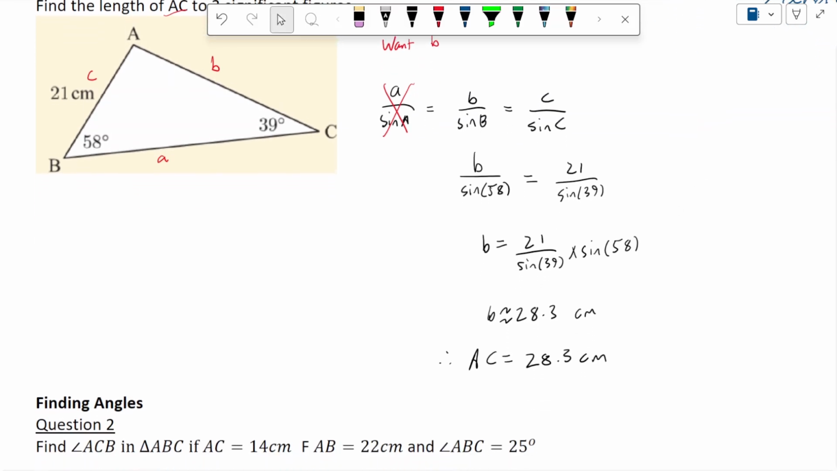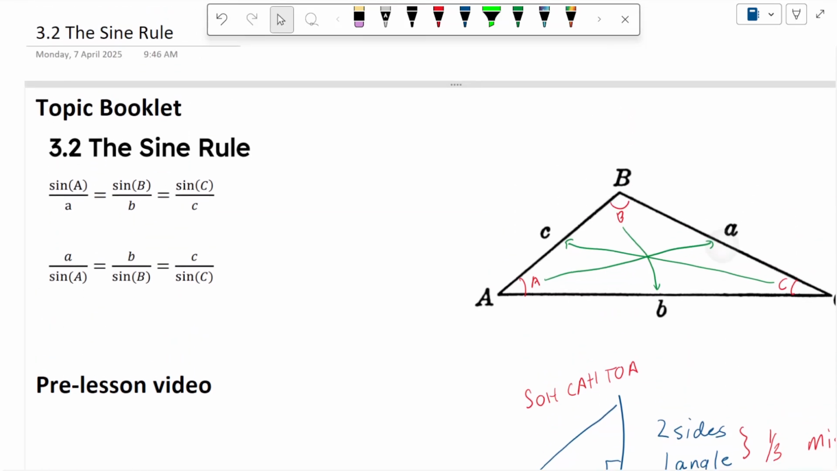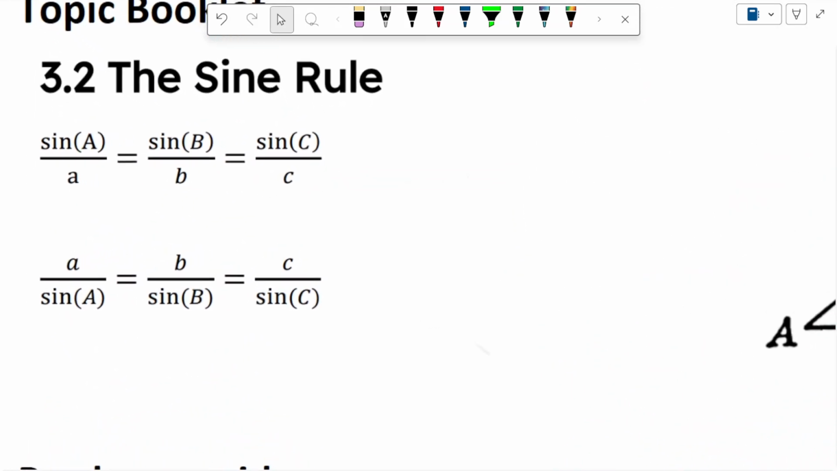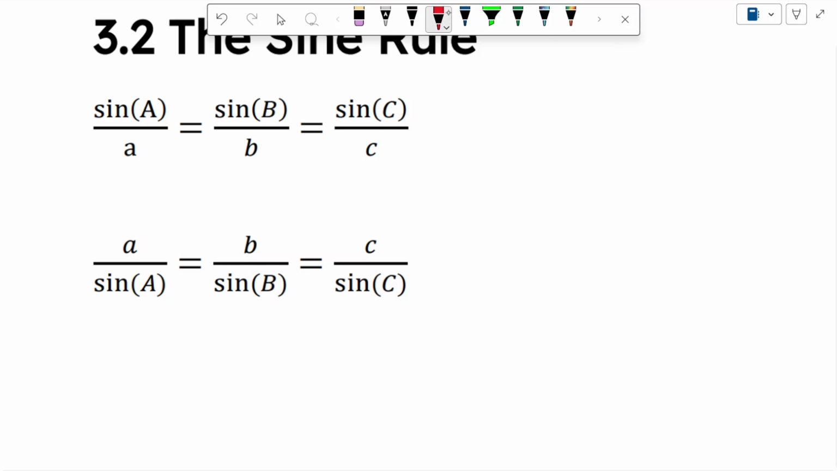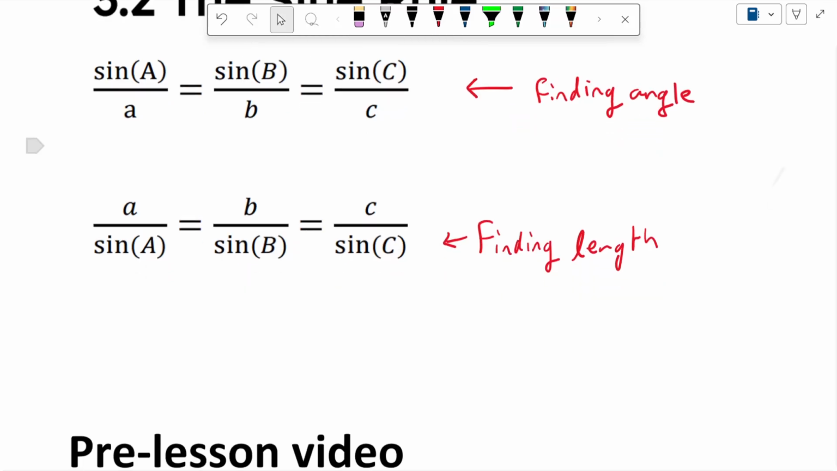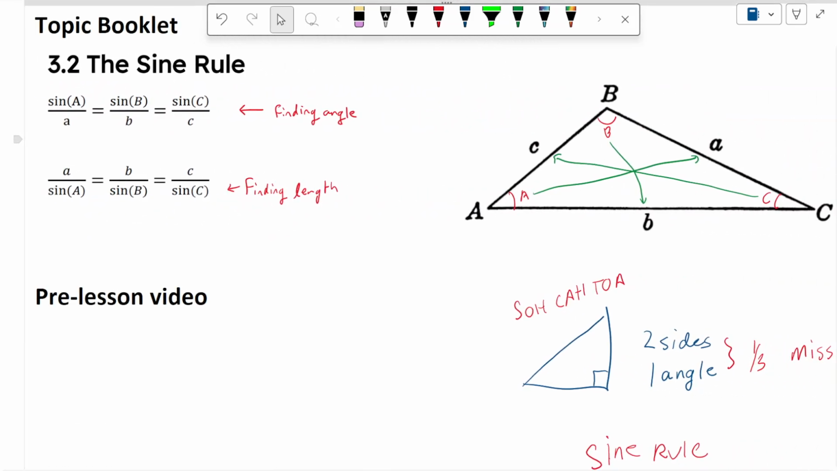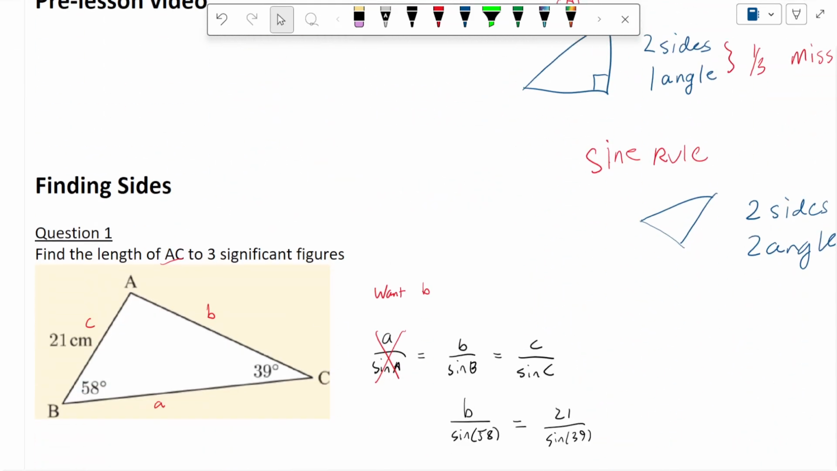Okay, so there's 2 versions of the sine rule. We use the version with the lengths on the top if we are finding a length. That's the version I just used. If we're wanting the angle, we use the version with the angles on top. Now, if you pick the wrong one, it will still work, it's just going to be a bit nastier with the algebra. So try and use those.